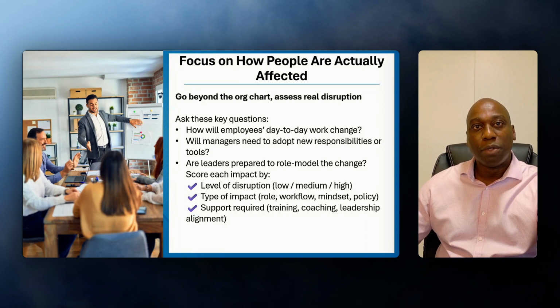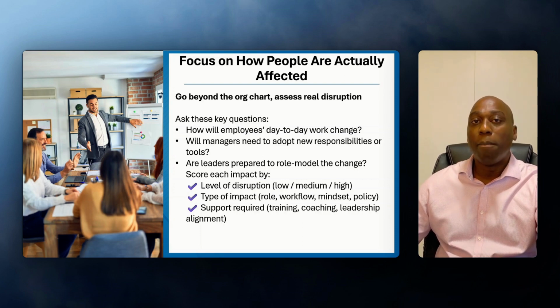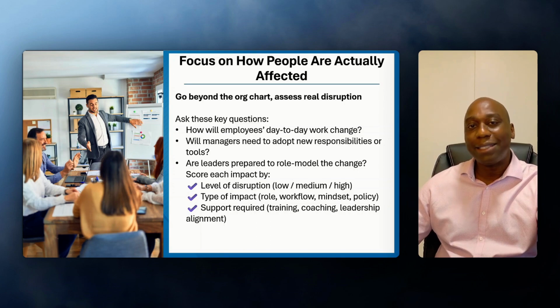For each group, score the level of disruption. As you saw on the change impact assessment template, the basic one that I showed on my screen, a simple low, medium, or high impact rating is enough. And then you want to label the type of change. Is it about a tool? Is it a workflow? Is it a mindset shift, or maybe it's a new policy? Finally, ask what support will help them succeed. It could be targeted training, coaching, new communications, or clear messaging from leadership.